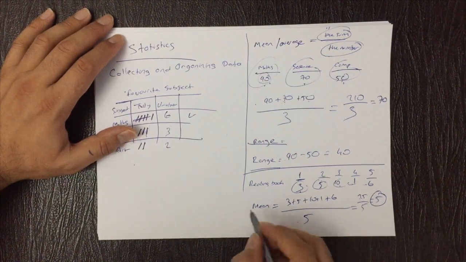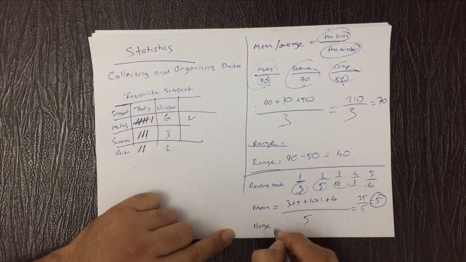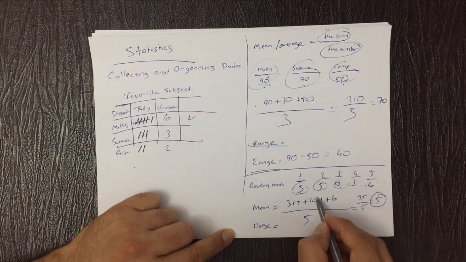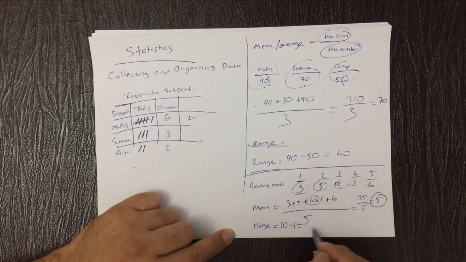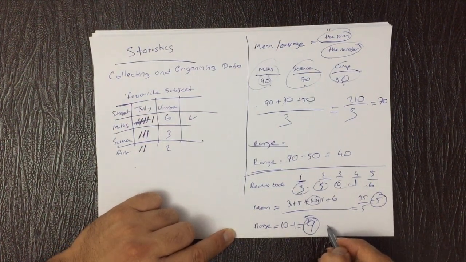So what about the range? Let's look here. What is the maximum? It is 10. The smallest is 1. Then it is 9. So the range is 9 too.